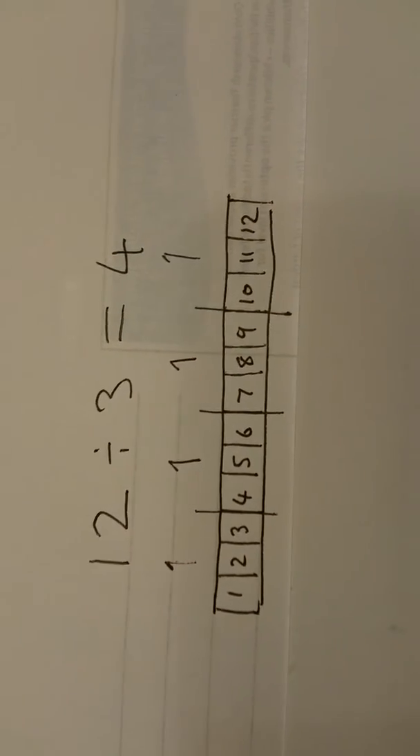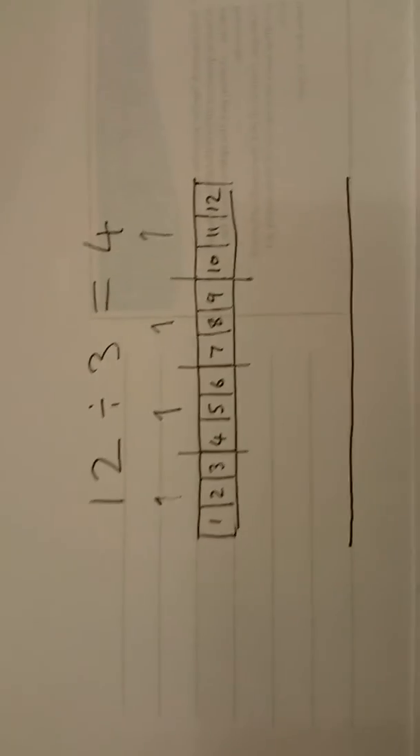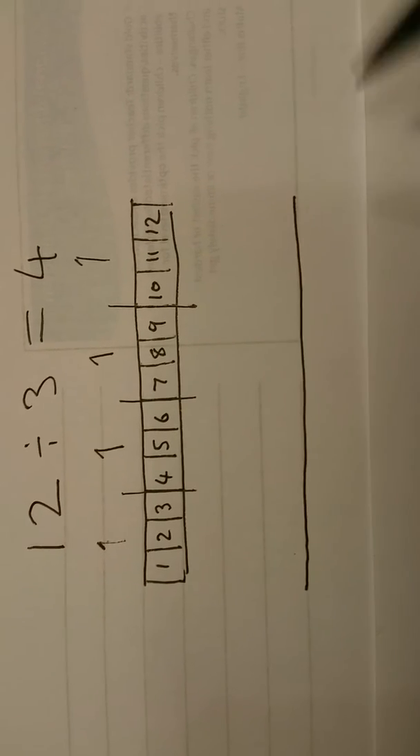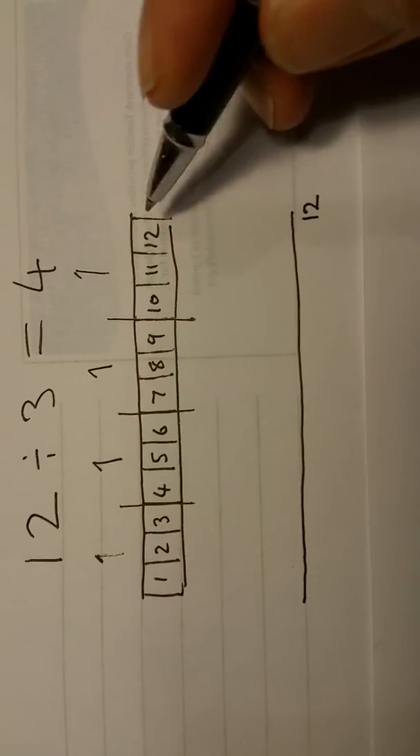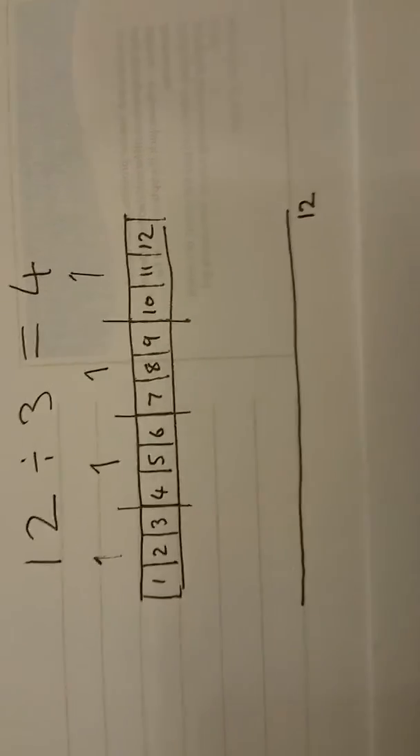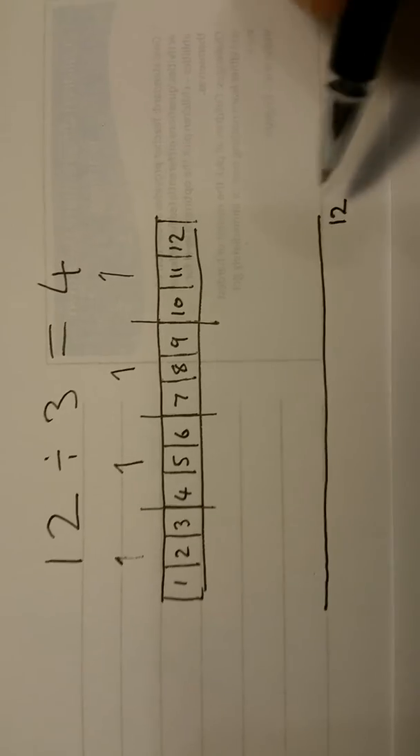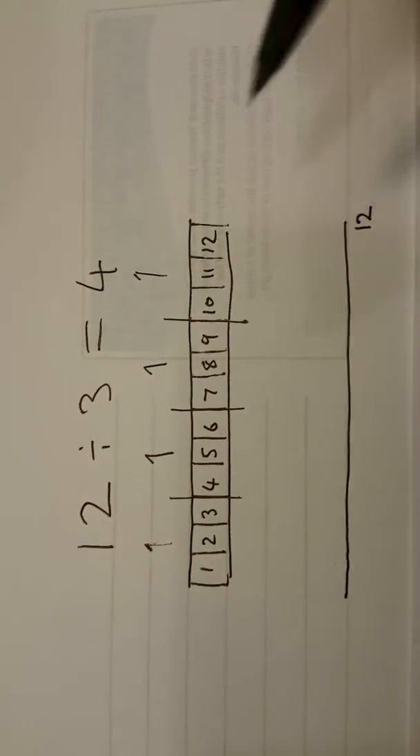That's fine, but it took me a while to draw those blocks. So let's see if we can do it on a number line. This is a number line, and if I write 12 here, you can see it's the same thing as drawing lots of blocks, but I haven't divided it up into 12. I can still take lots of 3 out. Remember, I'm taking lots of 3 because I'm dividing by 3.